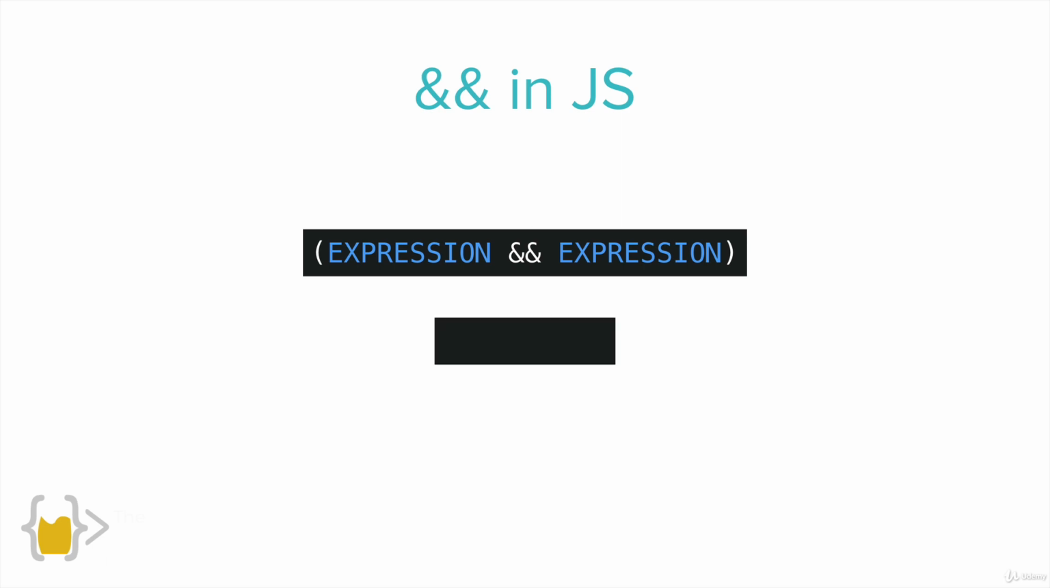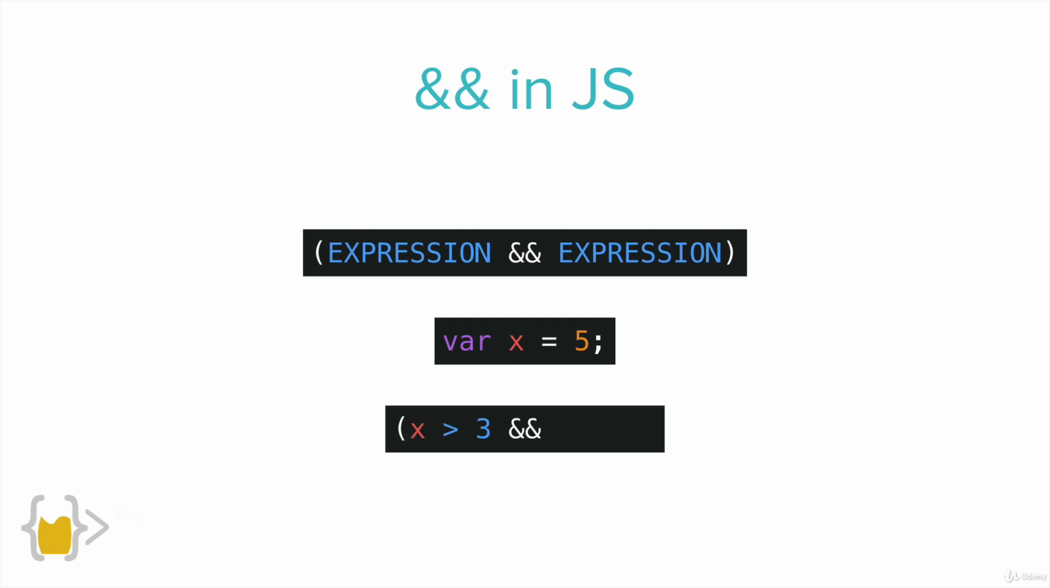Now, let's say that I had a variable which was x. X happens to be equal to 5 at this moment in time. If I was to use this syntax, expression and expression, it might look something like this, where I'm checking if x is greater than 3 and x is less than 7, then go ahead and do something. And if one of these is not true, then don't do anything at all. This is usually how you would use the AND operator in JavaScript code, as well as other languages.